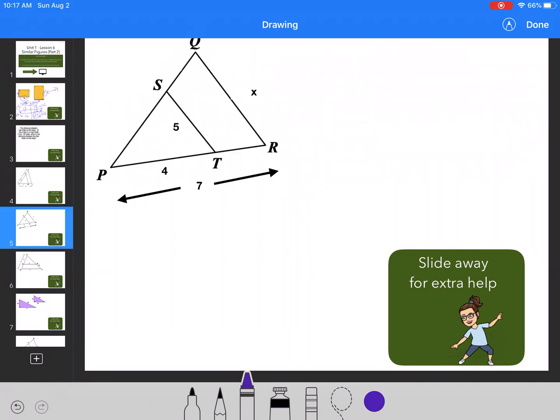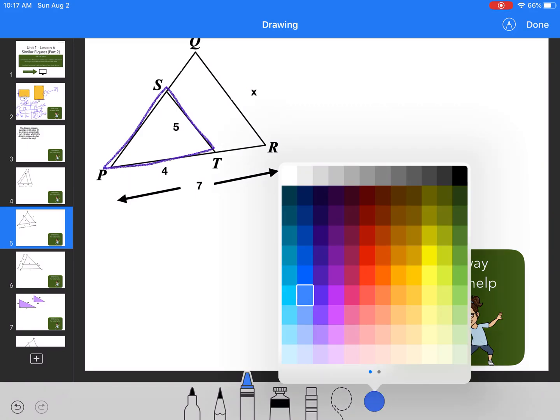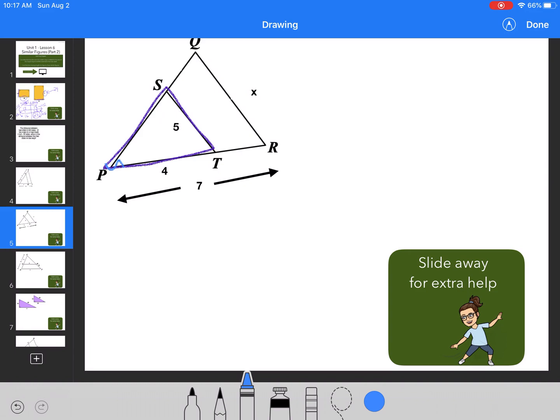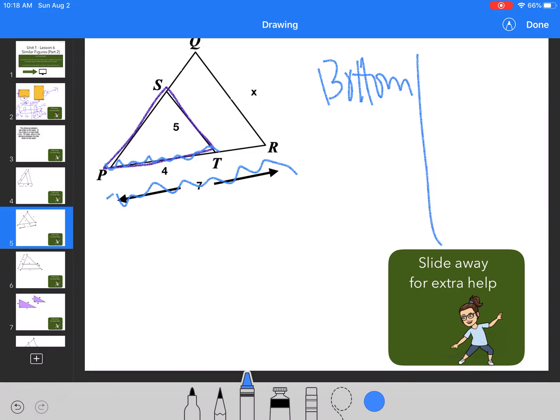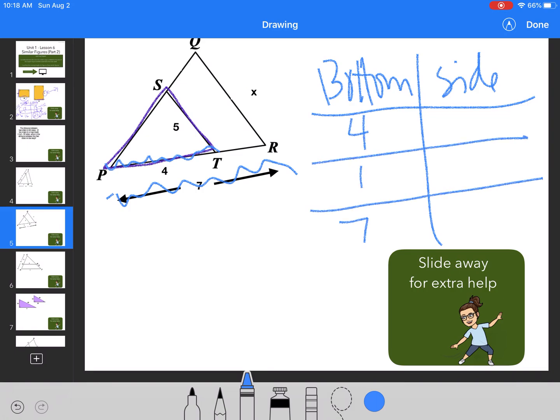A triangle inside a triangle. So I'm going to draw, and I'm going to find my corresponding sides. So I know that 4 corresponds with 7. So I'm going to say I'm doing the bottom, and then I'm doing the side. So I know that I have 4. I want to figure out 1, and then I'll figure out 7.